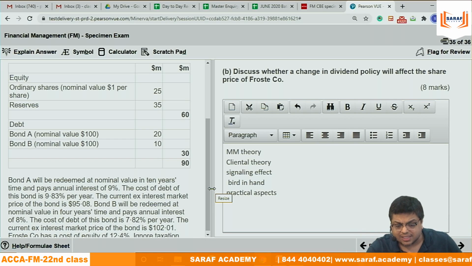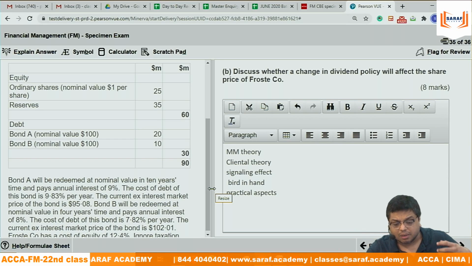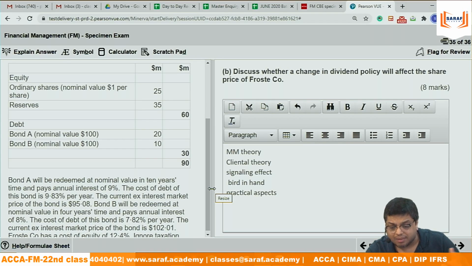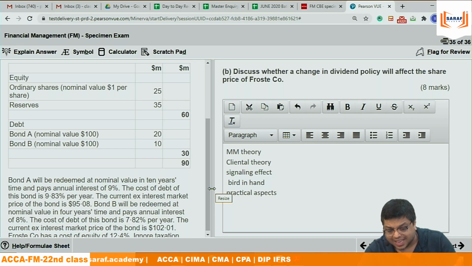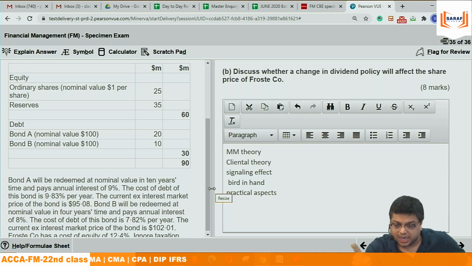So some of the theories say that by paying low dividend, by changing the dividend policy, the share price will be affected. Some of the theories, like MM theory, say that it depends on whether the share price will be affected or not. In our case, according to me, if the company changes the dividend policy, it will affect the price.